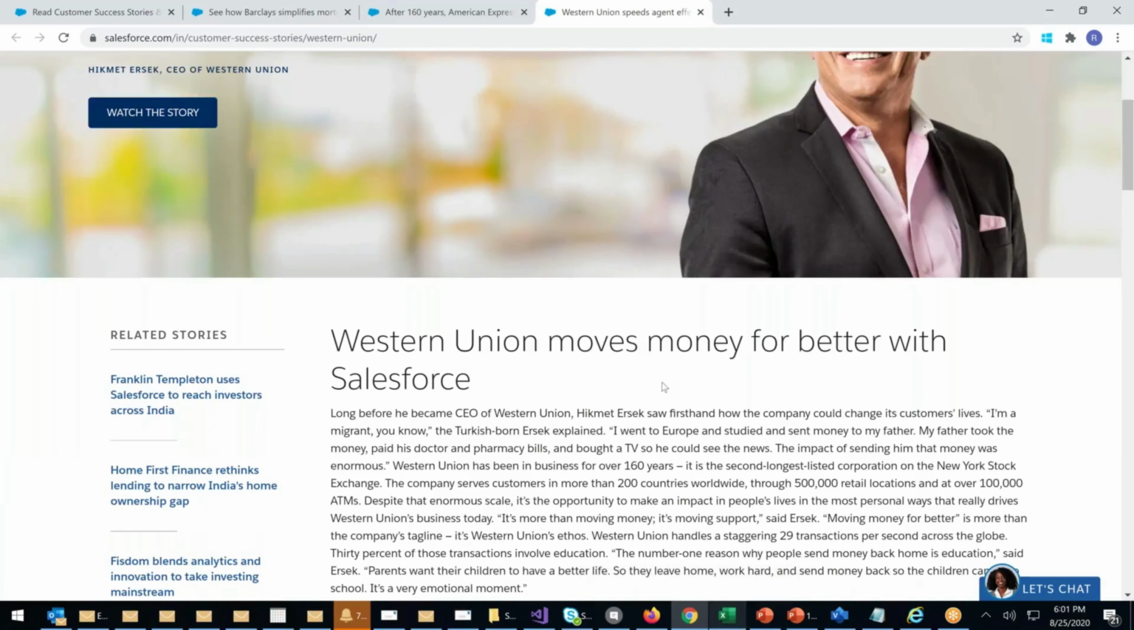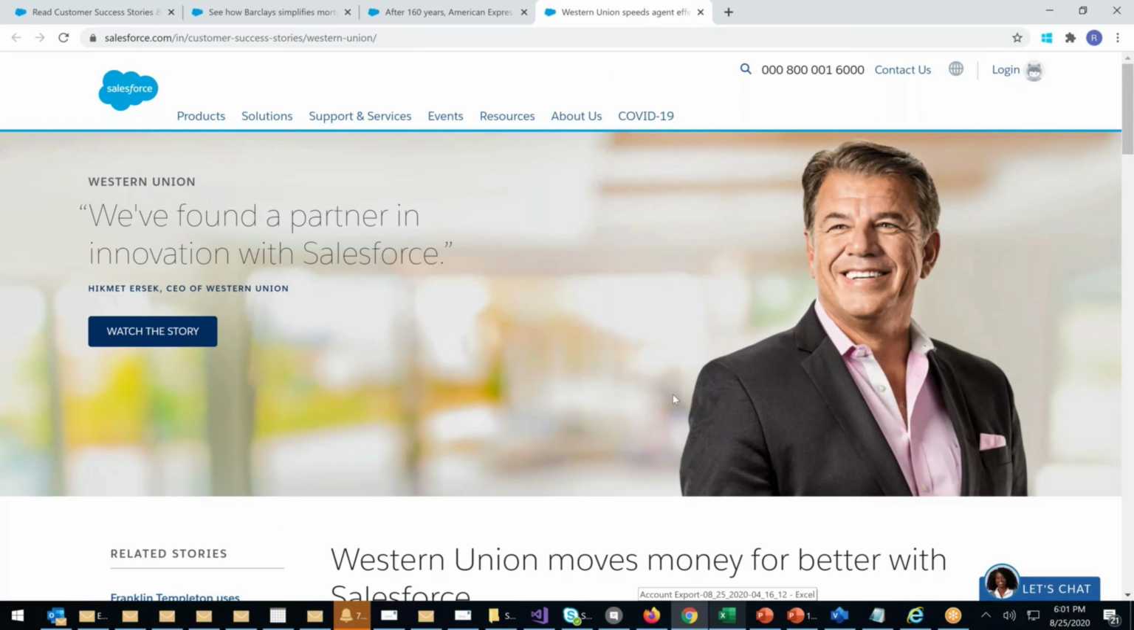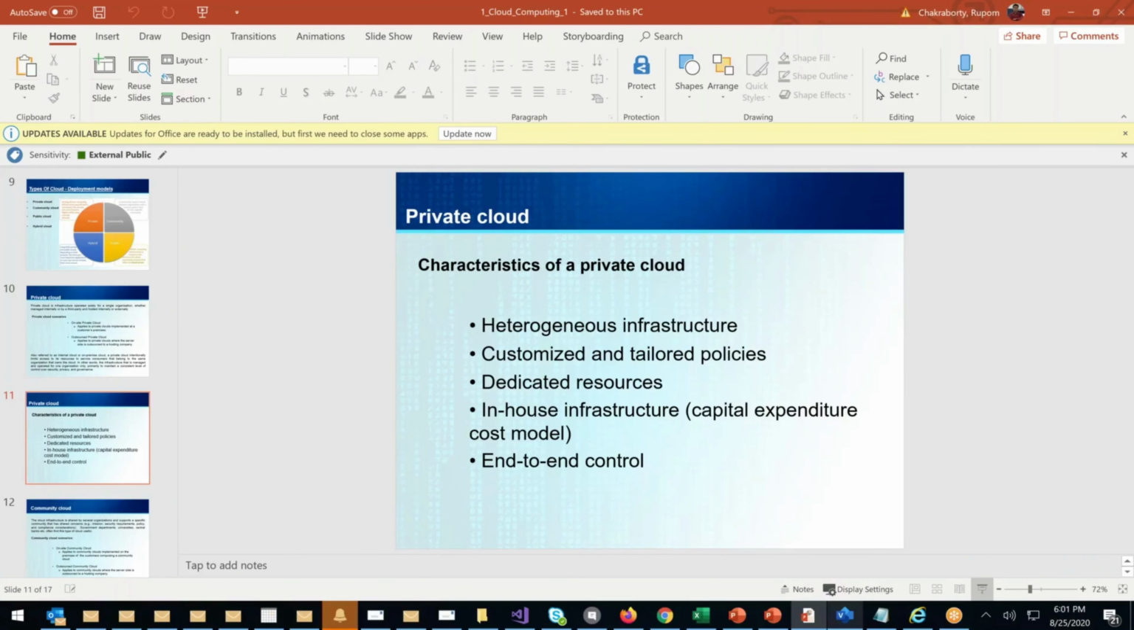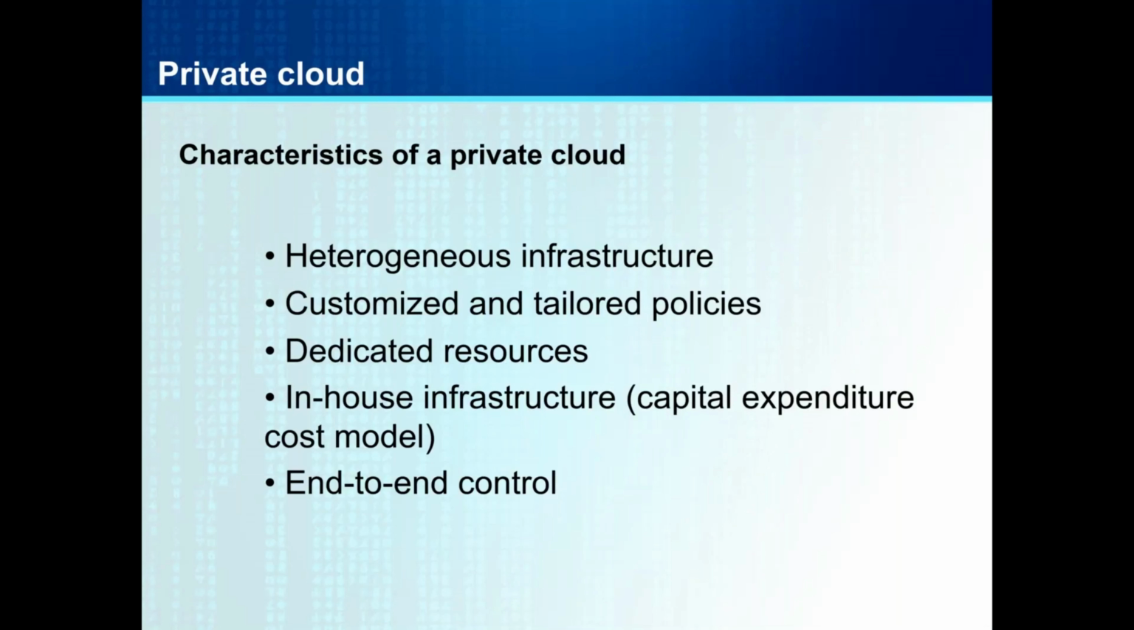See? These are not small financial institutions, guys. These are big financial institutions. They are trusting Salesforce. So you cannot question Salesforce's integrity today. Okay. Yes. Got it. Thank you. Welcome. Any other questions?